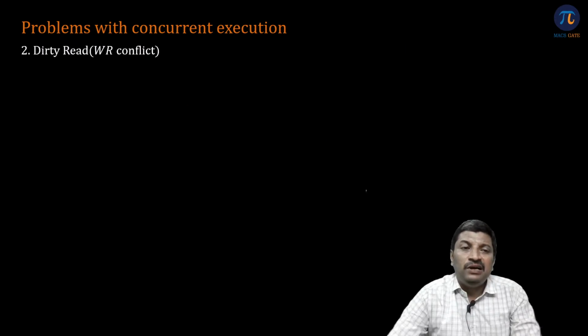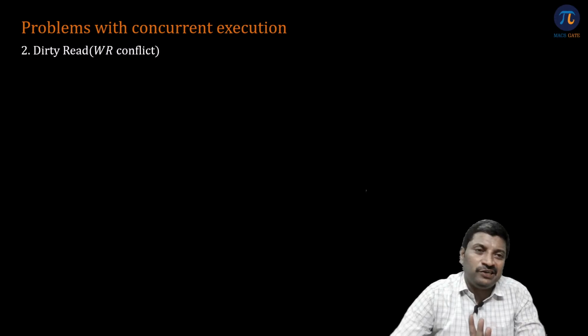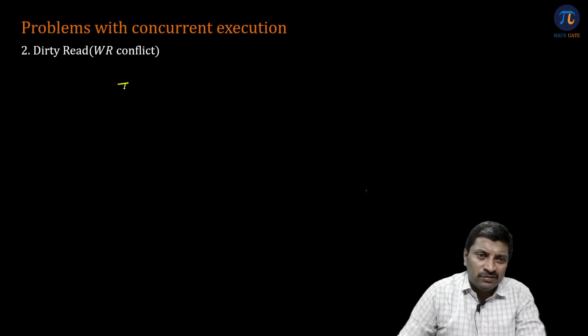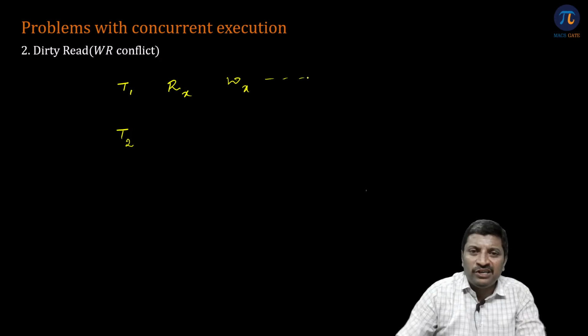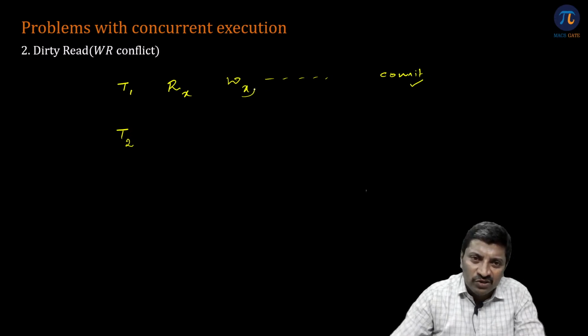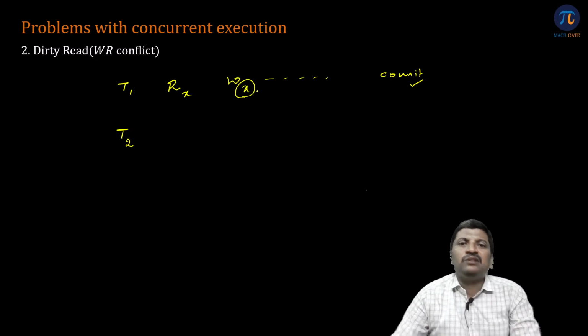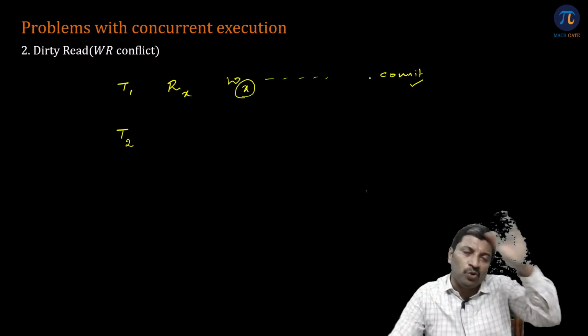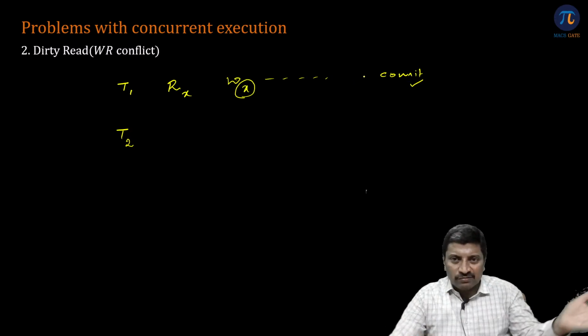The second one, dirty read. What is dirty read? Okay, simple. T1 reads a value and writes a value, but before it commits, it does not know whether this value is correct or not. There may be a situation where it needs to roll back or restart.